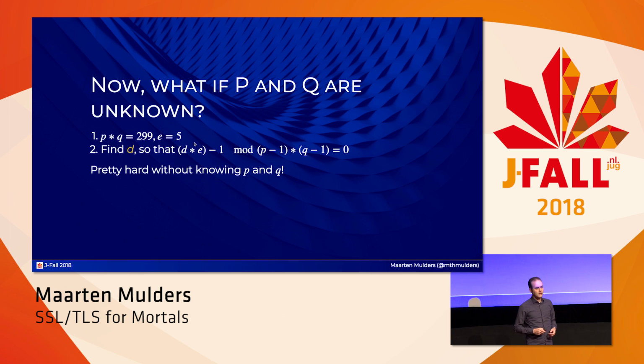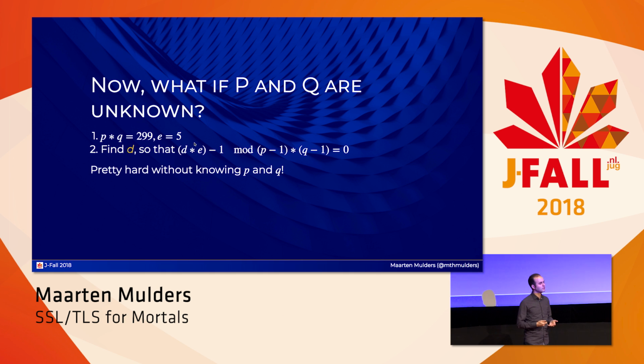Now, let's just do a quick experiment. What if I do not tell you the values of P and Q? I'm just telling you P multiplied with Q equals 299. Oh, and by the way, the random number E is 5. And once again, could you please find me number D? Now we have an equation with 3 unknowns.